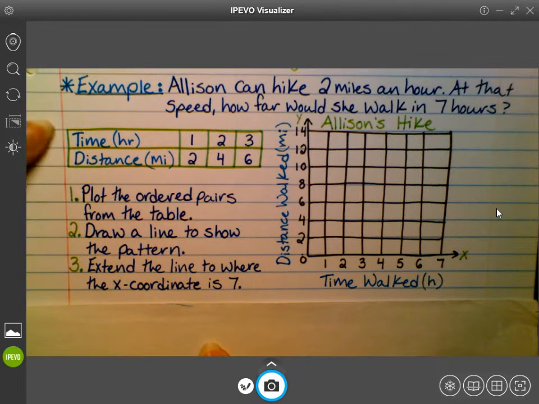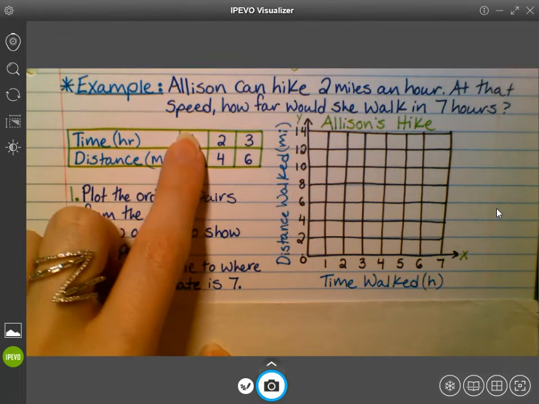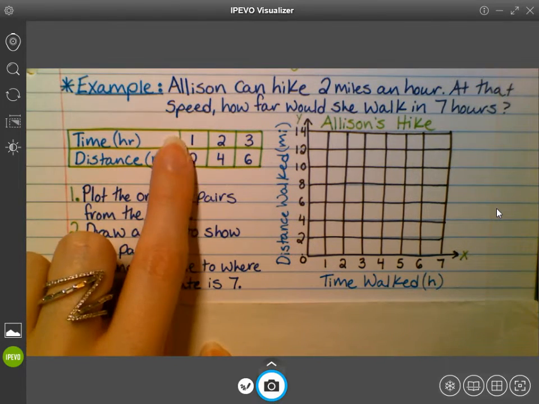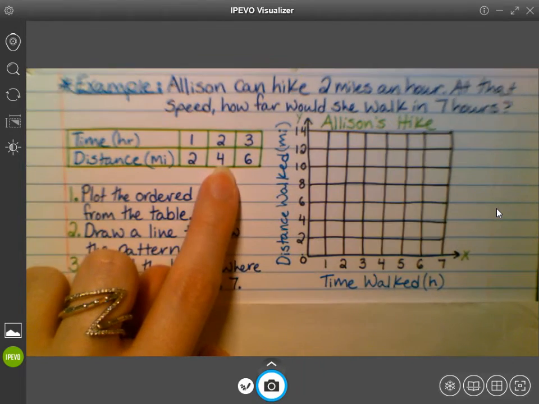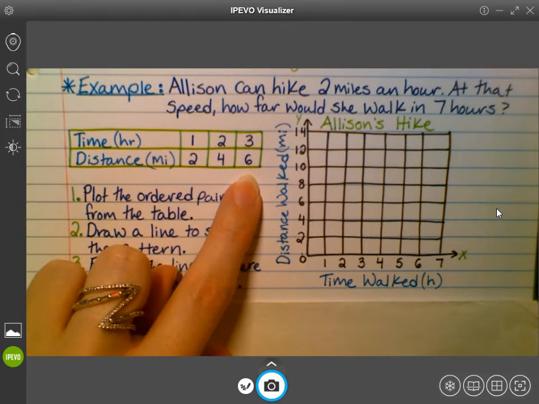So if we look over here, we have a table. So we can see the time, so 1 hour, and the distance. So in 1 hour, she walked 2 miles. In 2 hours, she walked 4 miles. In 3 hours, she walked 6 miles.